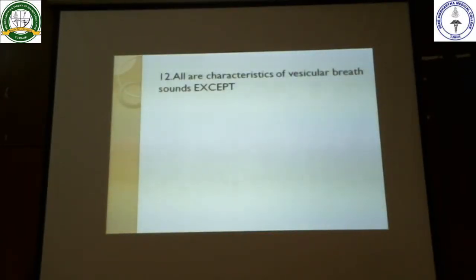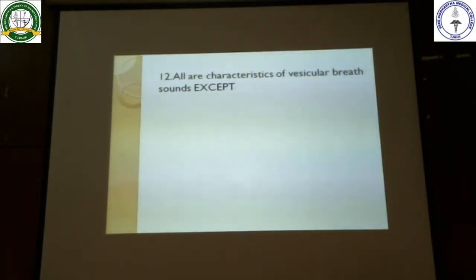The next question is, all are the characteristic features of vesicular breath sound except. You have two types of breath sounds, which we discussed in the clinical examination of the respiratory system: bronchial breath sound and vesicular breath sound. Normally over the chest you can hear the vesicular type, and over the trachea you can hear the bronchial type. Hearing the bronchial type over the chest wall is abnormal.